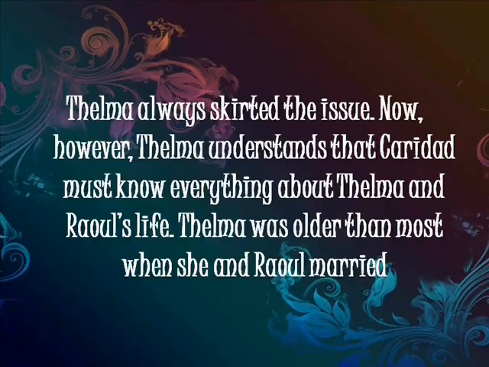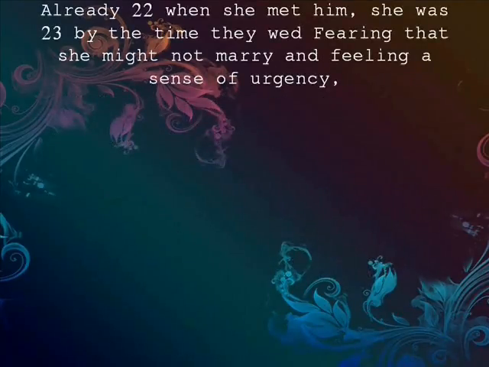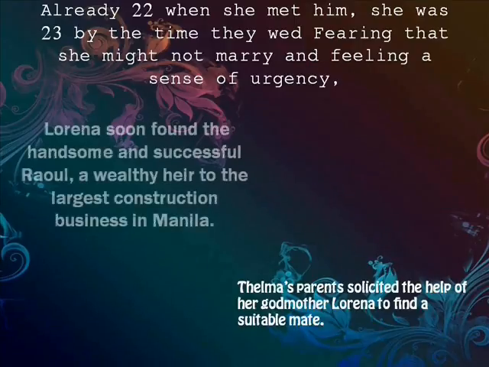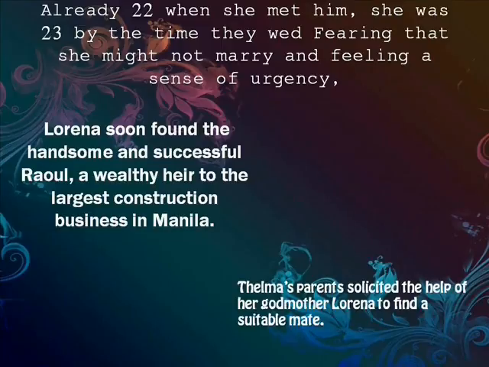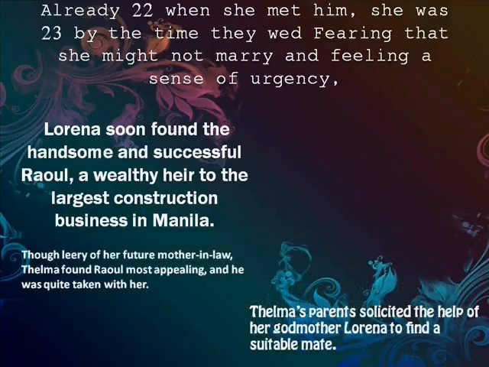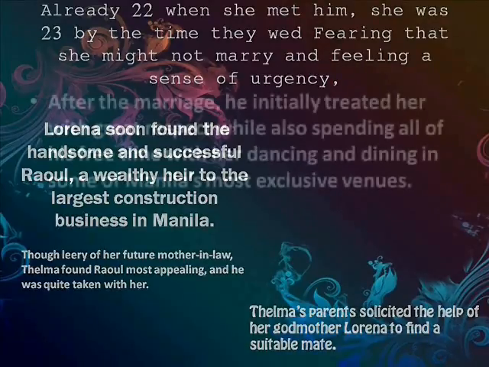Thelma was older than most when she and Raul married. Fearing that she might not marry and feeling a sense of urgency, Thelma's parents solicited the help of her godmother Lorena to find a suitable mate. Lorena soon found the handsome and successful Raul, a wealthy heir to the largest construction business in Manila. Though leery of her future mother-in-law, Thelma found Raul most appealing and he was taken with her.